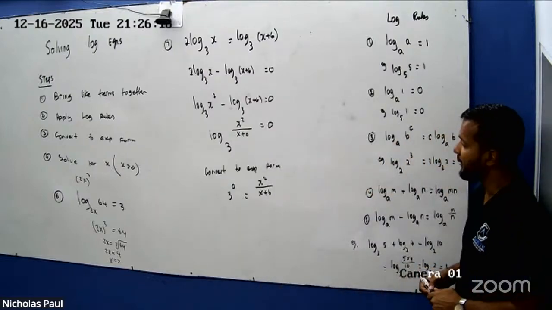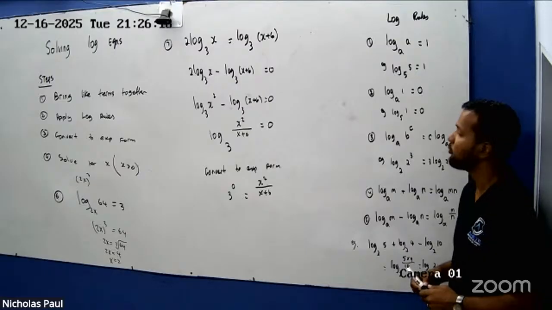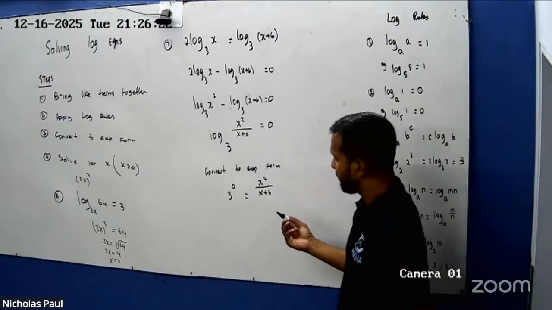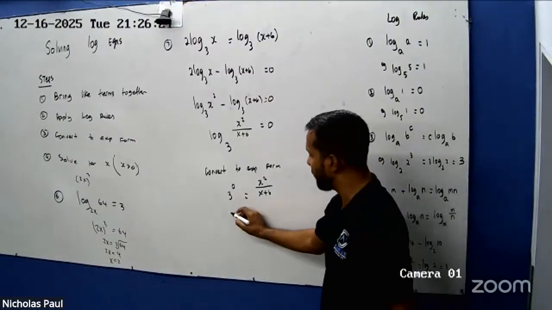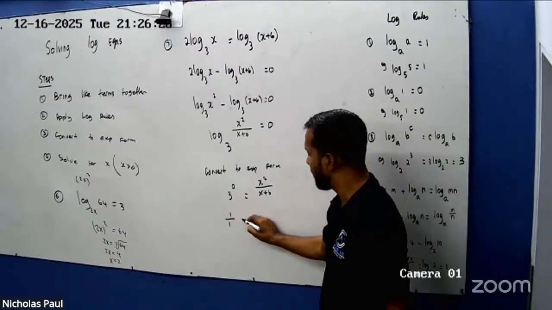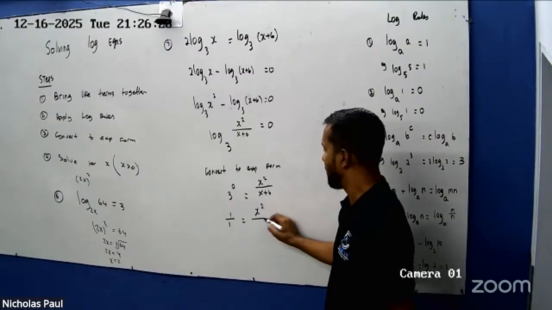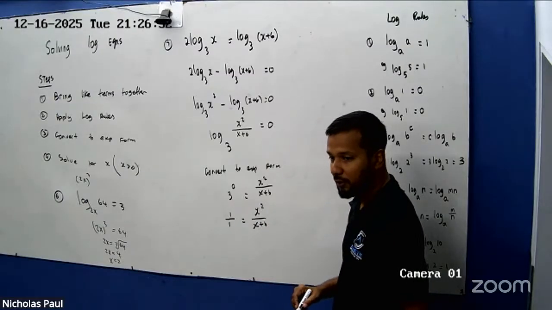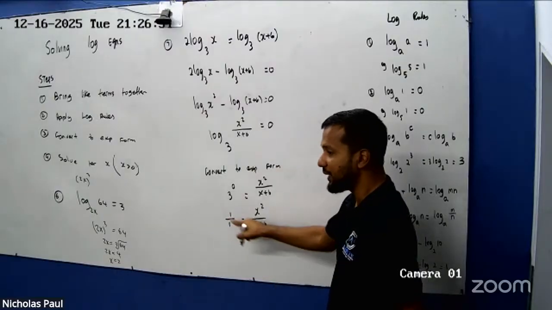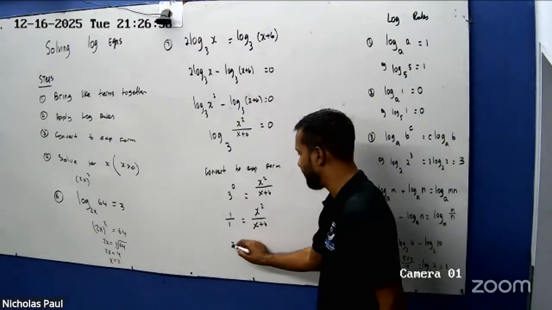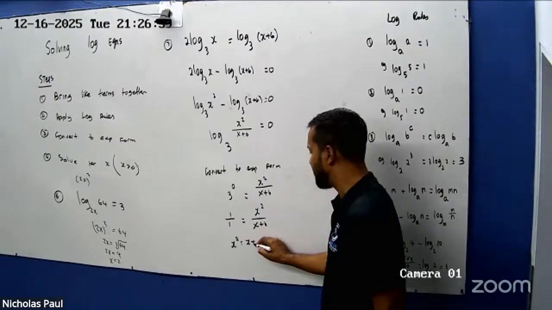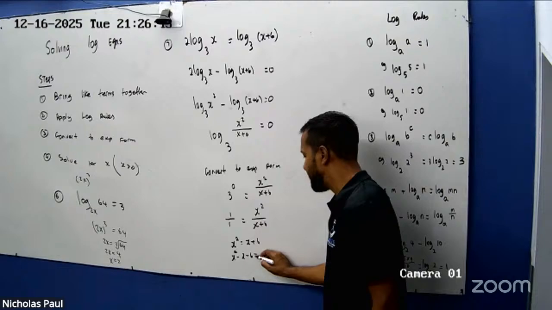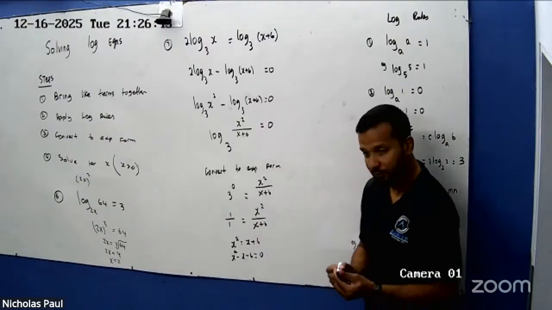Right? And yeah, I was asking earlier, when I reach here, what to do? 3 to the power of 0 is what? 1. And what to do now? Two fractions with an equal sign here, cross multiply. So x squared is equal to x plus 6. Carry across everything, and we have a quadratic.